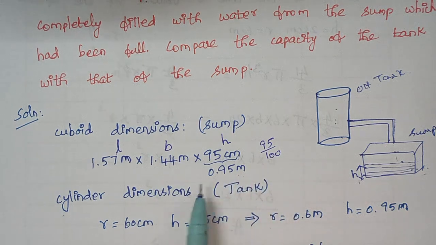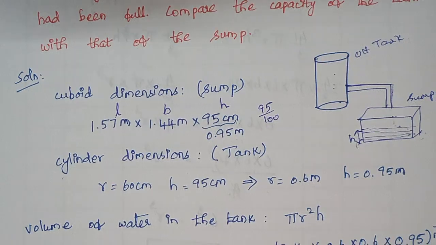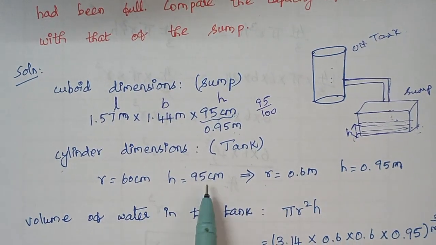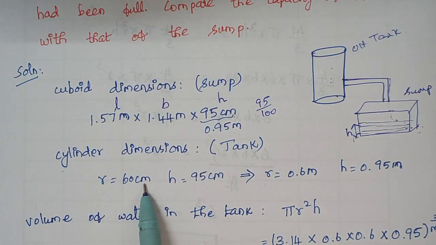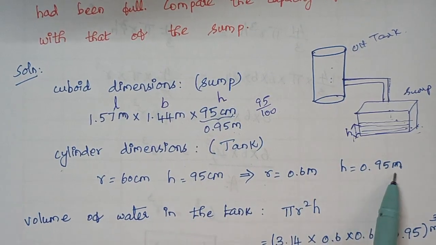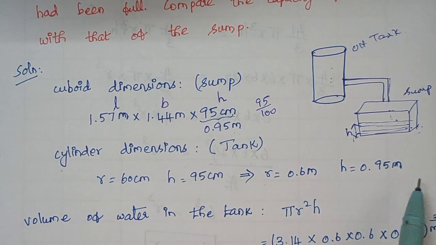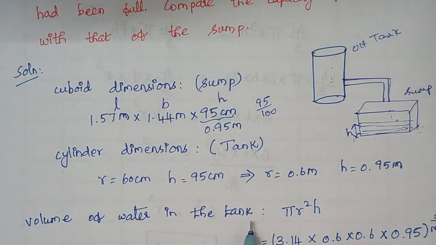Next we will proceed with the cylinder. Here for the cylinder, what are all the given things? They have given the radius and height. These two terms are in centimeters, so just convert them to meters. 60 by 100 gives you 0.6 and again 95 by 100 gives 0.95 meter, right? Now all the dimensions are in meters. Just make a check.